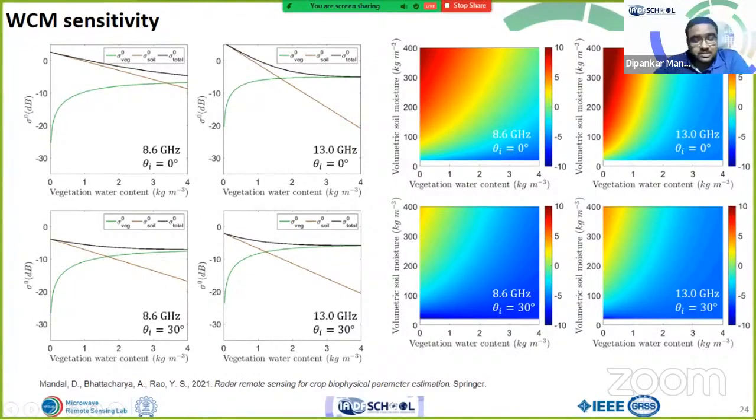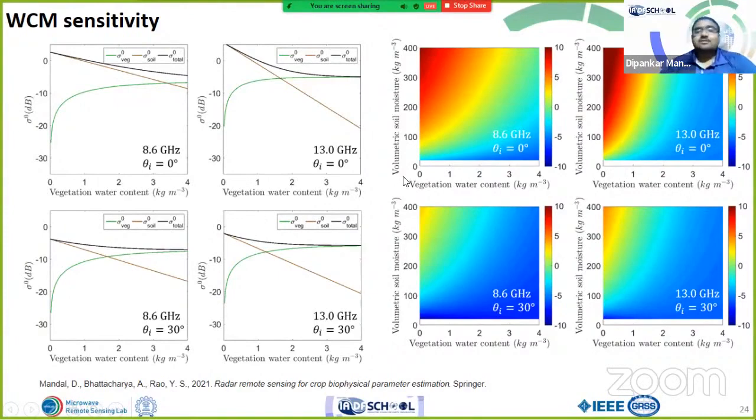So this is a very common trend, but if we compare the 8.6 gigahertz and 13 gigahertz, you can easily identify the saturation of the soil moisture component, which is very early in the case of 13 gigahertz. Within 1 kg per meter cube vegetation water content, it saturates, whereas for 8.6 gigahertz, it is almost 2. So this way, the sensitivity of these two different frequencies is affecting the backscatter intensities at different polarization channels.